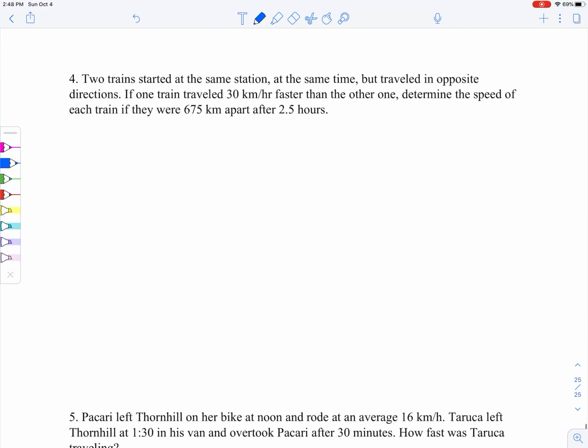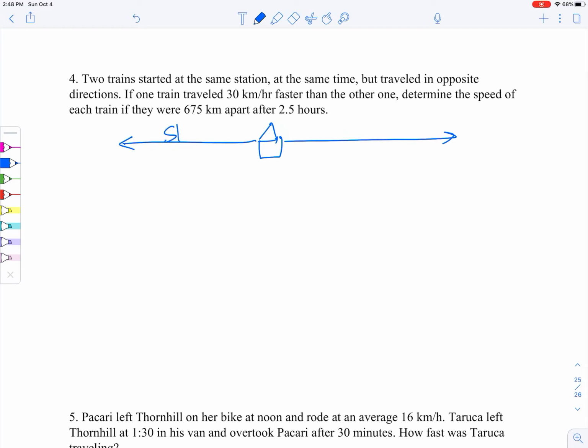Question 4. Two trains started at the same station at the same time but travel in opposite directions. If one train traveled 30 kilometers faster than the other one, determine the speed of each train if they were 675 kilometers apart after 2.5 hours. Okay, I'm going to draw a picture. Same station, going in opposite directions.